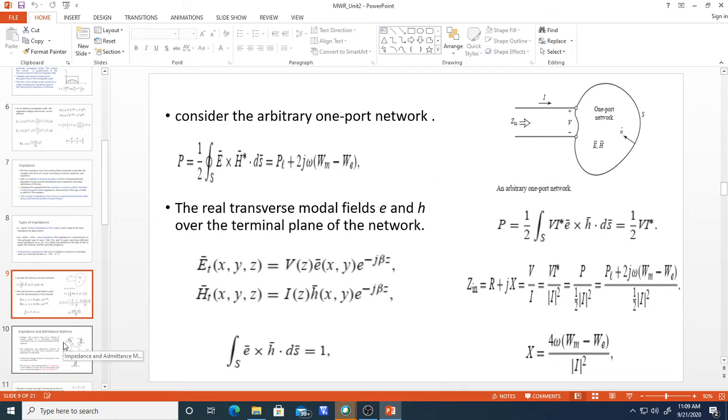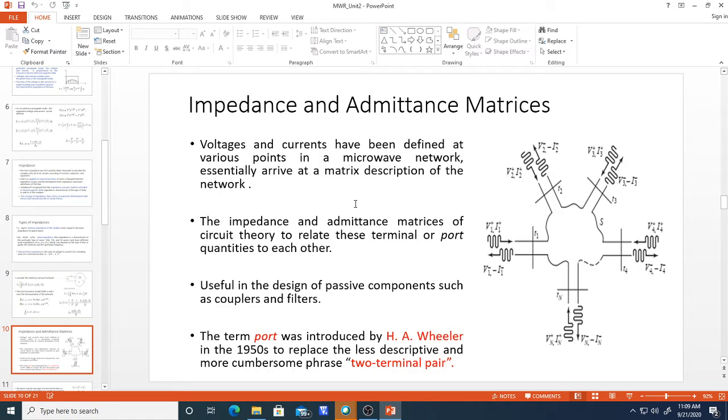Okay, so earlier, as I told, there is a special kind of device to measure the impedance values as well as the VSWR and all. We will call it a vector network analyzer. We will see how it looks, and I will show the picture. So now coming to the impedance and admittance matrices, how these matrices come.